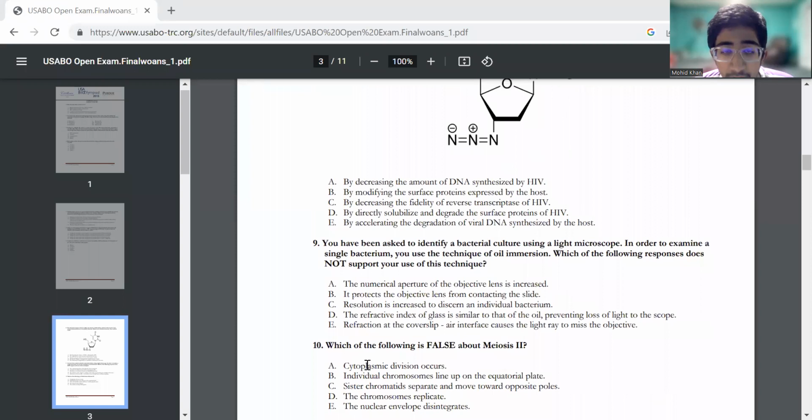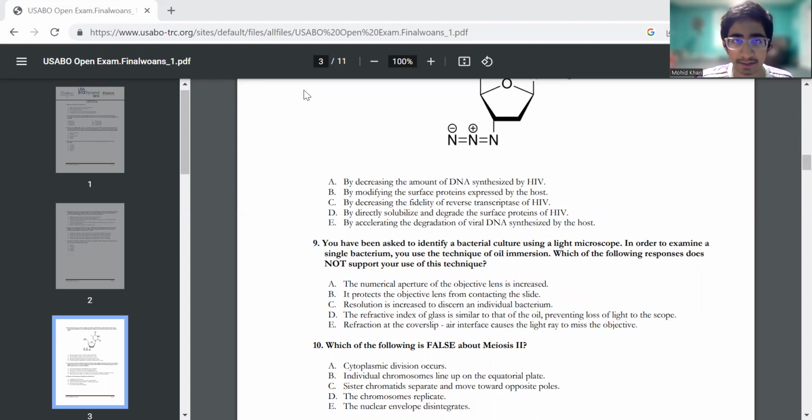Okay, number 9. You have been asked to identify a bacterial culture using a light microscope. In order to examine a single bacterium, you use the technique of oil immersion. I have very little experience. I've read a little bit about it, but if you guys know more about oil immersion than I do, you can write it in the comments. That could be very helpful. Which of the following responses does not support your use of this technique? The numerical aperture of the objective lens is increased.